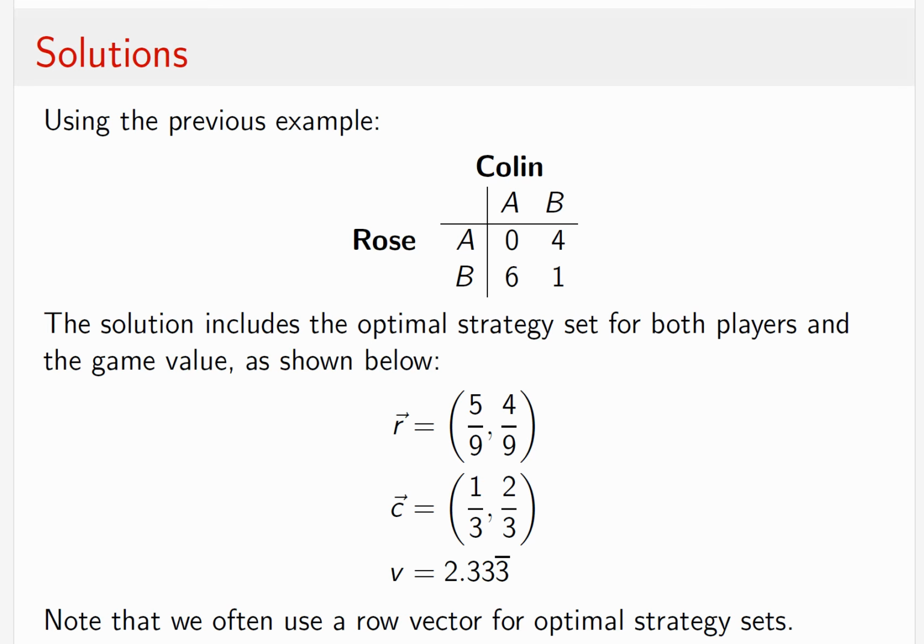So what's a solution to a game then? A solution to a game is going to have three things. It's going to have Rose's optimal strategy set, and a lot of times we'll use a row vector for our optimal strategy sets. It's going to have an optimal strategy set for Colin, and it's going to report the value of the game. Now remember, this is the condensed form.